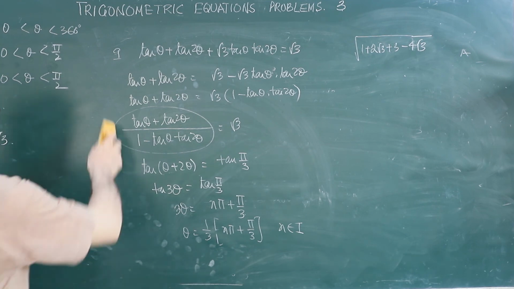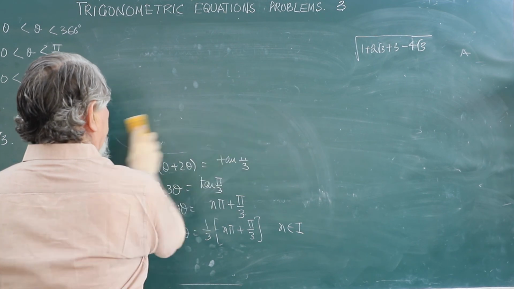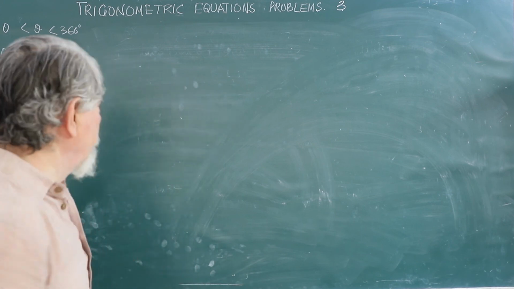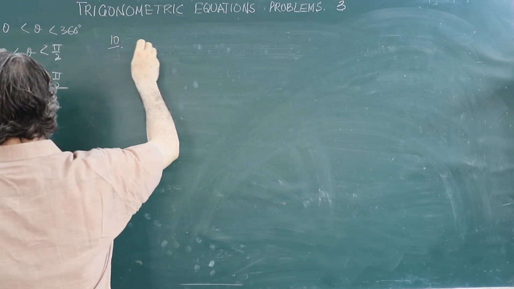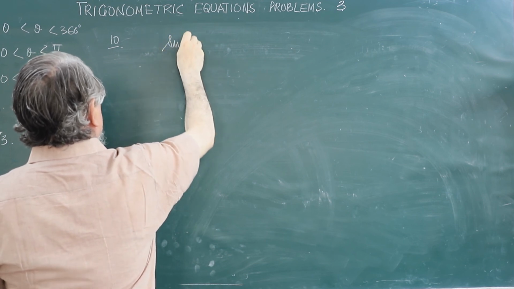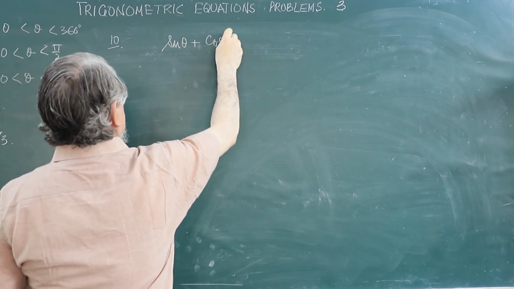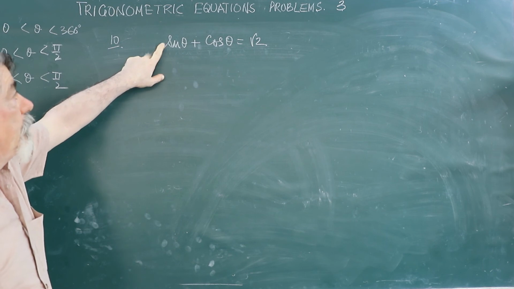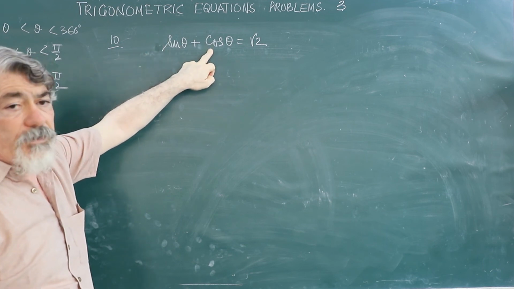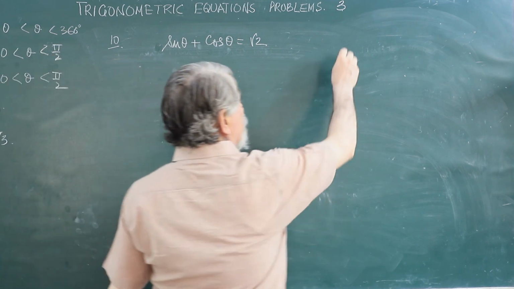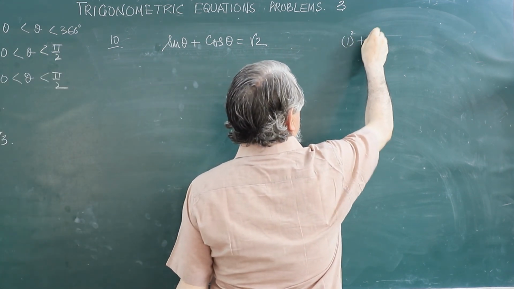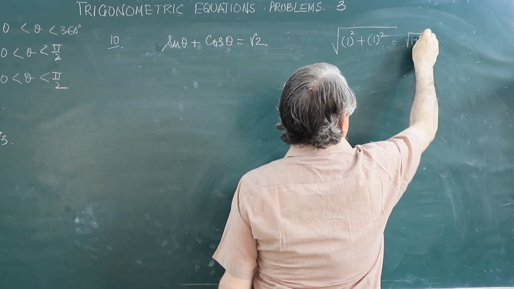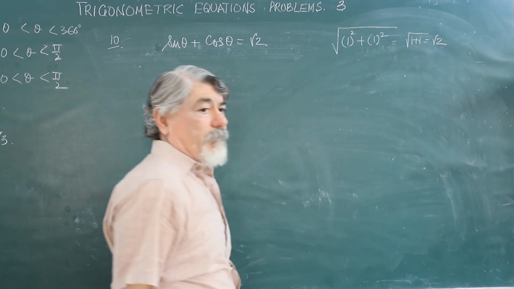Now let us see the 10th question of this, which is sin theta plus cos theta is equal to root 2. Again, we have done two questions of this kind. The coefficient of sin theta is 1, the coefficient of cos theta is 1. So what I am going to do is square the coefficient of sin theta, square the coefficient of cos theta and take their under root. That is 1 plus 1, that will be under root 2.